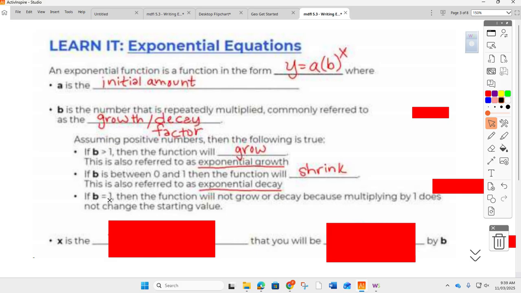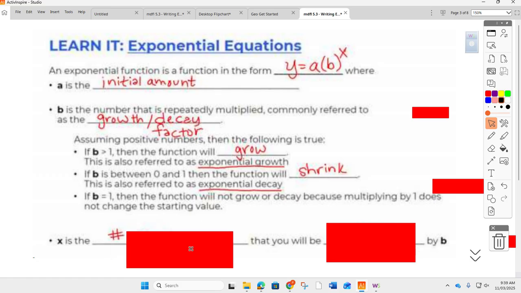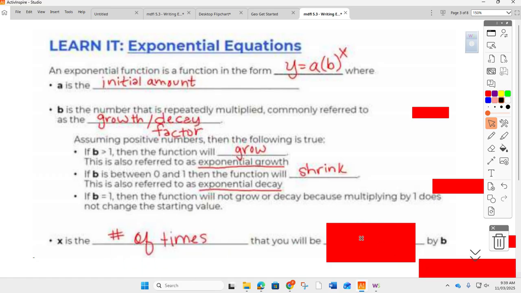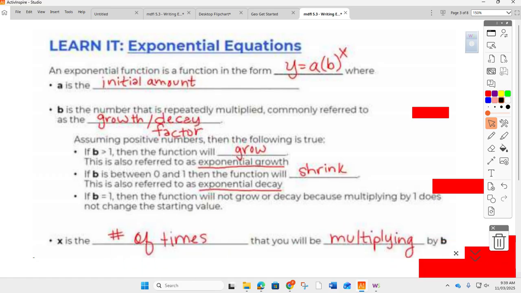If b equals 1, what happens when you multiply a number by 1? What's 1 times 100? It just stays the same. That's right. So it does not change the starting value at all. X is the number of times that you'll be multiplying by b. X is the number of times that you're going to use b as a factor.